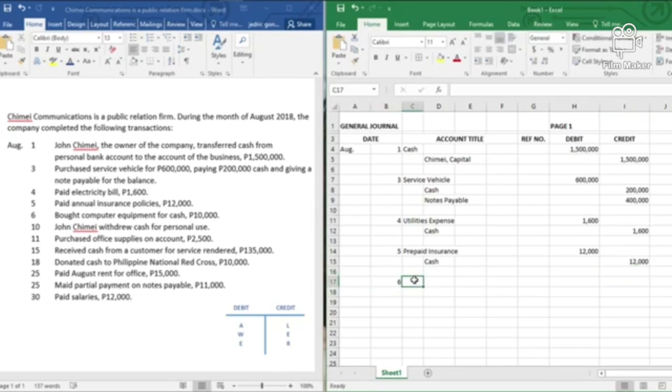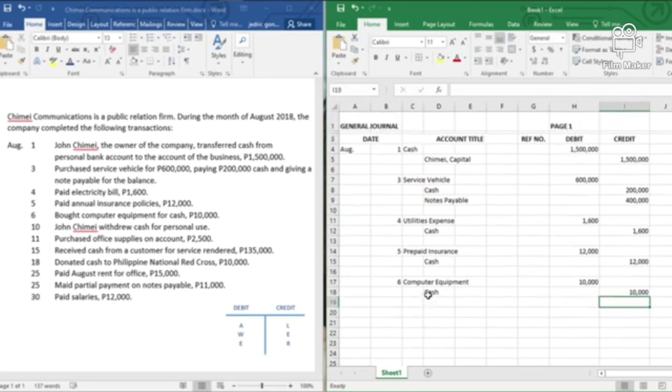So, this is August 6. So, you can be specific. Computer equipment. How much is the cost of computer equipment? 10,000. Anong pinambayad mo? Cash. So, pay, credit, cash.